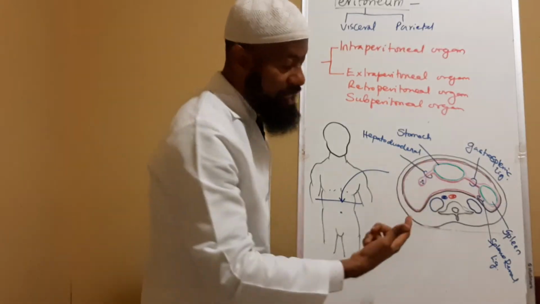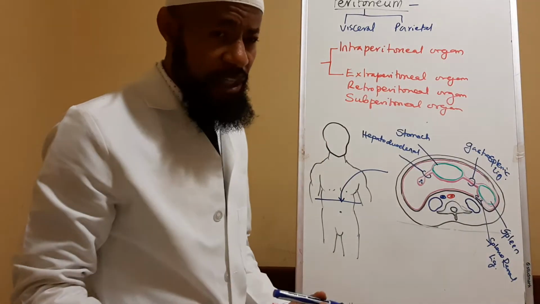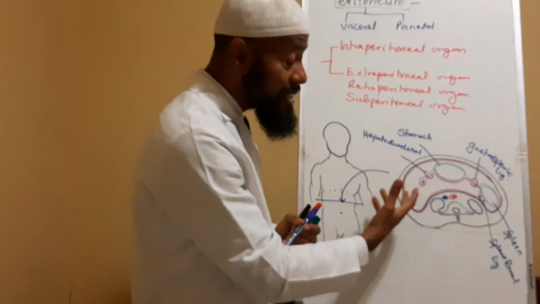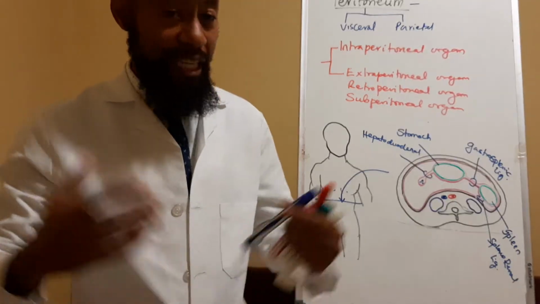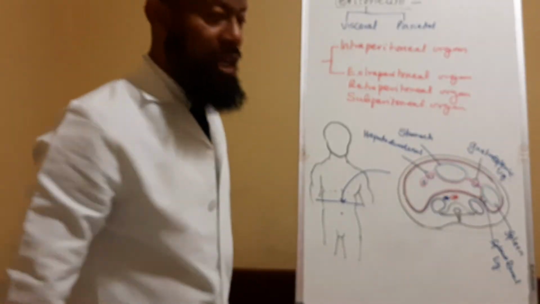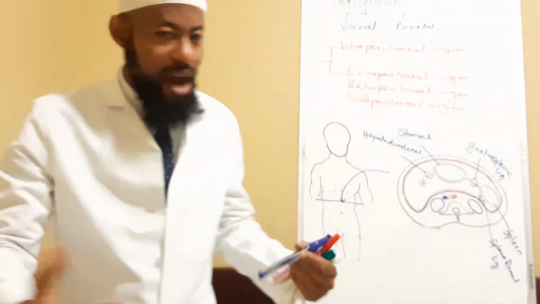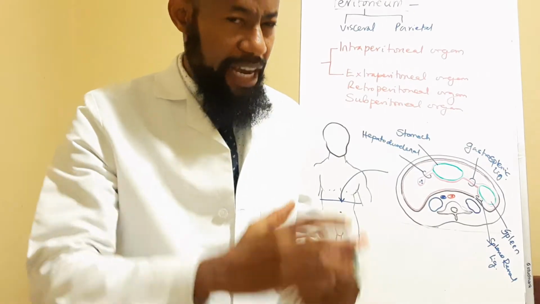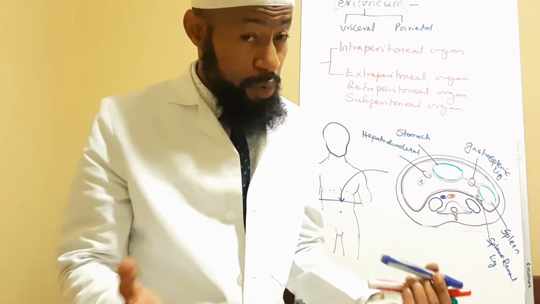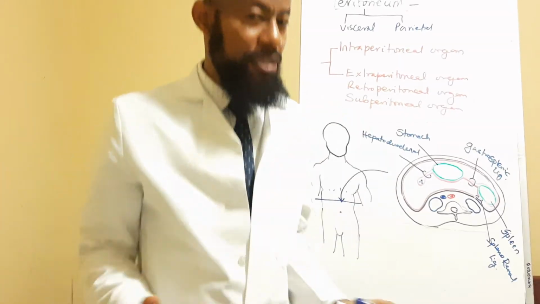The stomach is also an example of an intraperitoneal organ, and the intestine as well. They are all intraperitoneal organs. What about extraperitoneal organs? It means they are outside the peritoneum. They're not invested by the peritoneal membrane, neither are they inside the peritoneum.